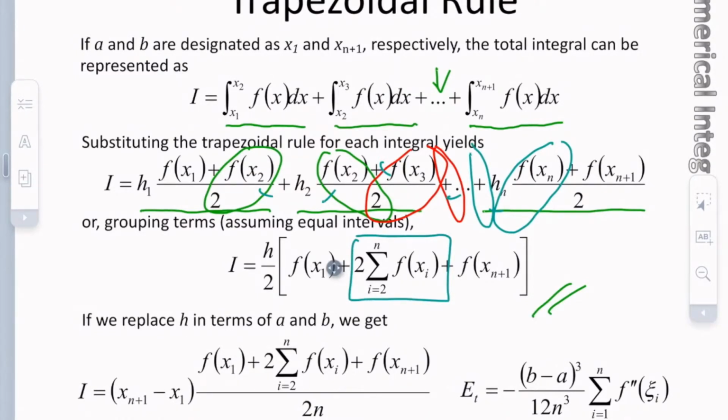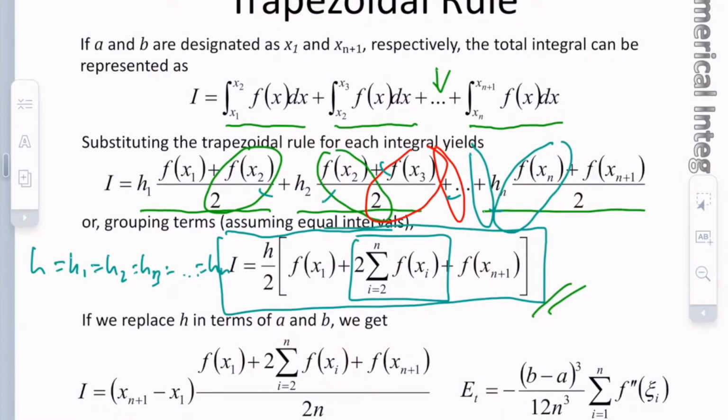correspond to this term. What about the h1, h2, h3 up to h sub n? Again, we assume equal intervals, which means that h1 is equal to h2 is equal to h3 equal to h sub n, and they're all equal to h. That's how this equation was derived. If we replace h in terms of a and b, we get the following expression. So this should be b minus a.